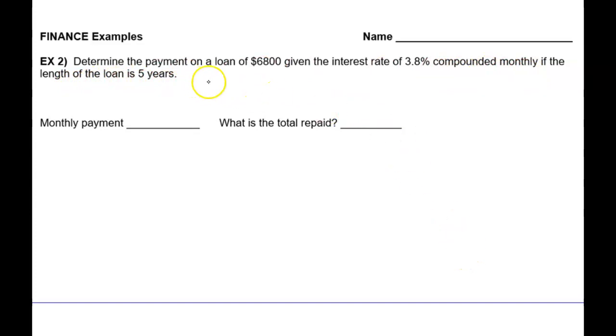Okay, so we have N. What is N going to be for this question? I would suggest you write these down if you ever want to look back at this and remember how this worked. N was number of payments. Anybody know? Yeah, 5 times 12. Good call. 5 years, monthly payments. I is just the percent, so 3.8.